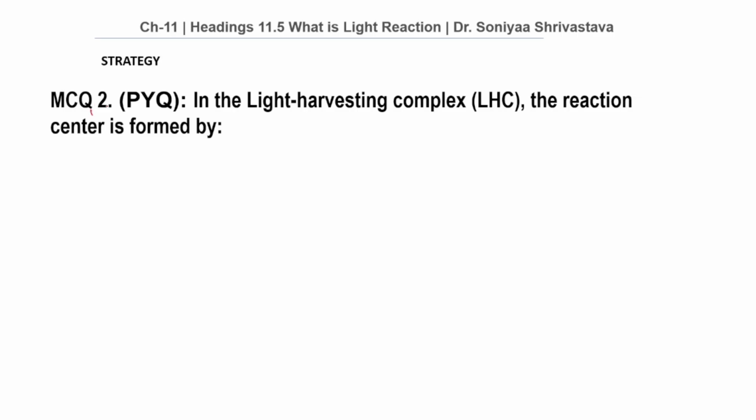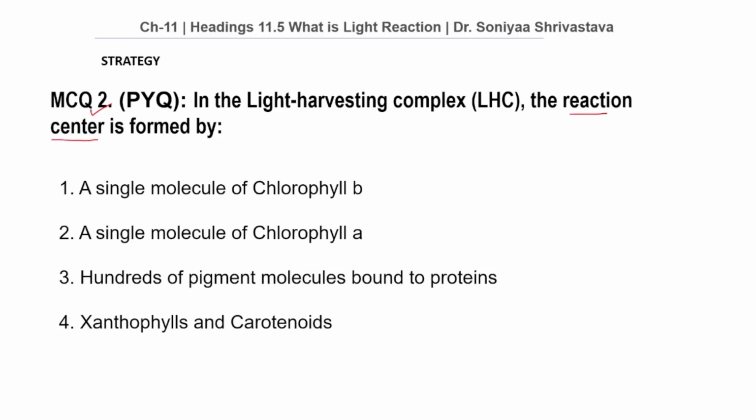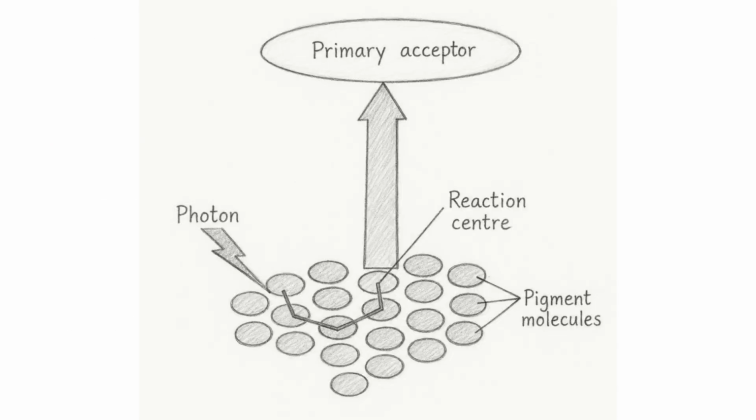Moving on to MCQ number 2. In the light harvesting complex, the reaction center is formed by. Before coming to the options, let's see our diagram. Students, this is a diagram of light harvesting complex. The light harvesting complex has two parts. First, there are hundreds of pigments present here which act as an antenna to absorb light. And secondly, there is a special molecule present at the center that actually starts the photochemical reaction, and this special molecule is known as reaction center.